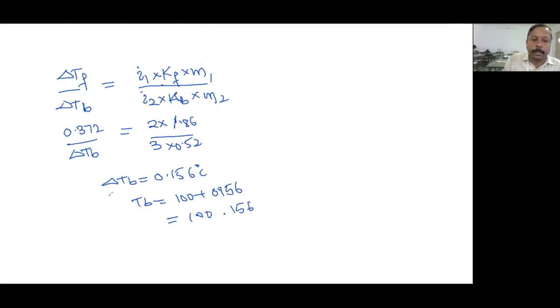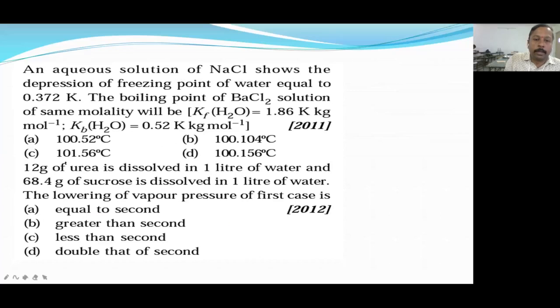On simplifying delta TB, we got it as 0.156, but that is not the answer. Boiling point of solution: 100 plus 0.156, so 100.156 is the answer. Let's see which option is suitable for that. See here, so much confusion in the examination during the tension hours, and this will create a problem. Answer will be D, 100.156. 100.156 is the correct answer.